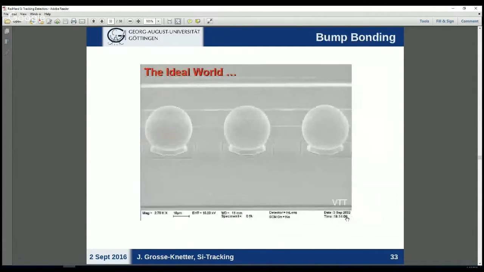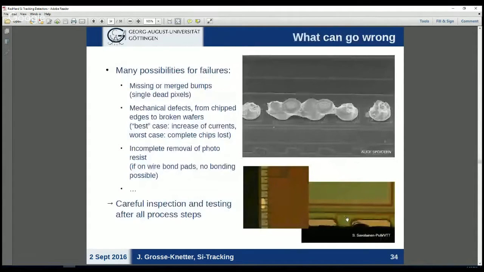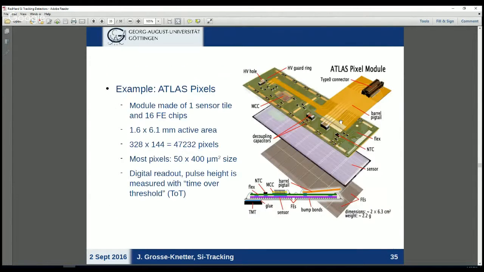So ideally, such a row would look like this. Real life may look more complex. Things go wrong, of course. So bumps may merge or may be missing because something went wrong with your photoresist. That requires a lot of inspections on the way until you get it. Remember, we have several 10,000 pixels typically on such a sensor, so you have a similar number of connections. Well, with a bit of inspection, you can get a high yield.